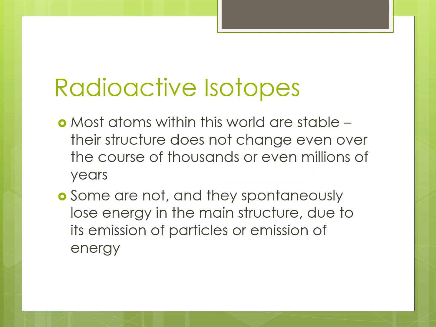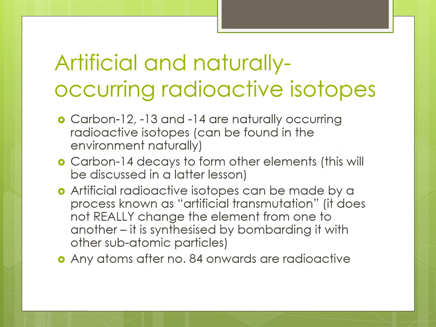So, radioactive isotopes. Now, a lot of atoms are stable, but some of the other atoms aren't. Radioactive isotopes are ones that are not stable, and so what they do is they need to give off energy to make themselves stable. You can find natural ones, and you can also find artificial ones. As I mentioned before, artificial ones can be done in labs.